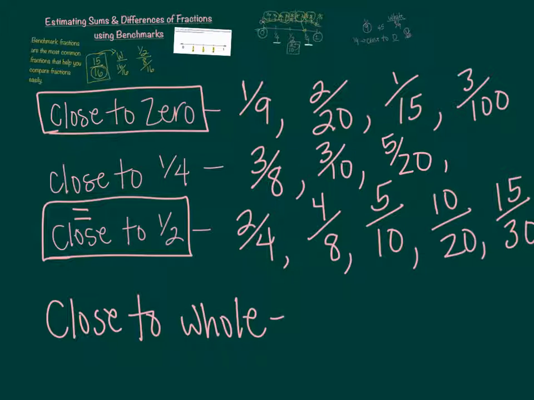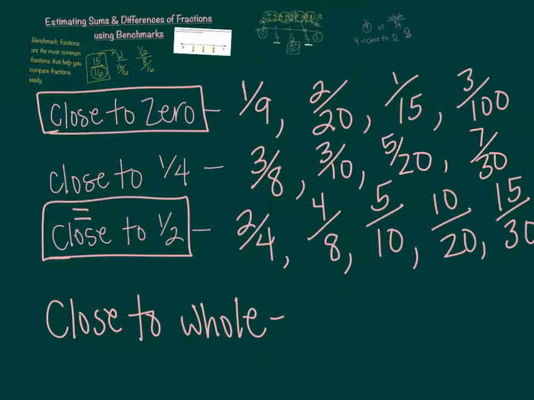And let's use the example 15 over 30. Well, half of 30 was 15, so that is my half. So I have to be smaller than 15, so I can say that 7/30 would be closer to 1/4. Okay, now close to a whole.